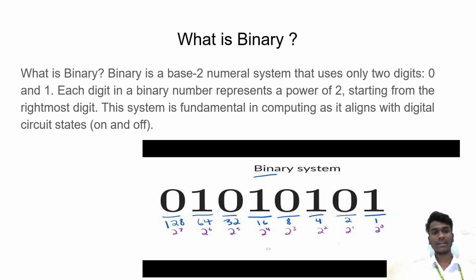What is binary? Binary is a base 2 numerical system that uses only two digits, zeros and ones. Each digit in a binary number represents a power of 2, starting from the rightmost digit. The system is fundamental in computing. It aligns with digital circuits, which have two states, on and off.